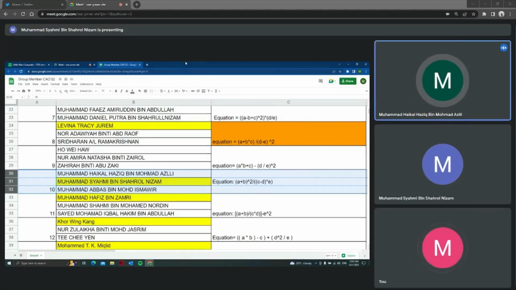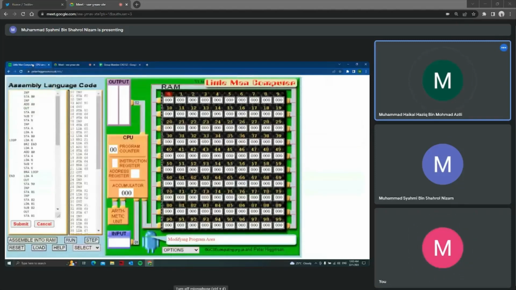So this is from our equation. Maybe in bracket a plus b power of 2, so we divide it with in bracket c minus d with the power of e to close the bracket. So we did our coding by using Little Man Computer.